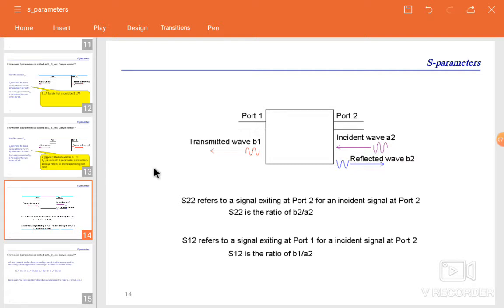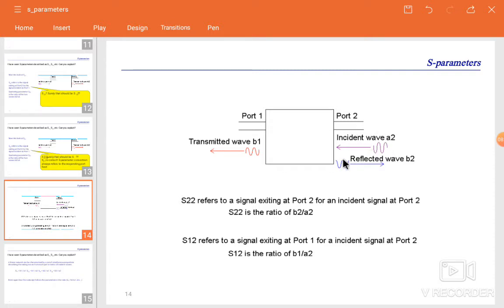See, as a combined altogether of these two networks, it can be seen like that. Transmitted wave is B1, incident wave A2, and reflected wave B2. S22 refers to the signal exiting from port 2 for the incident signal at port 2. S22 is the ratio of B2 by A2.